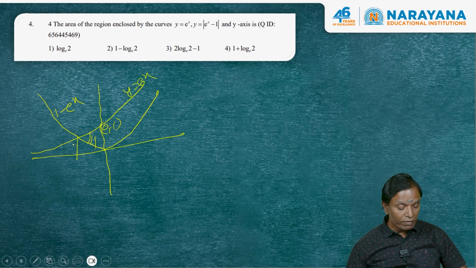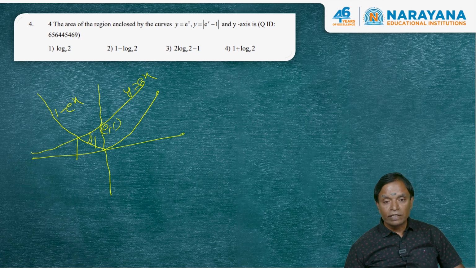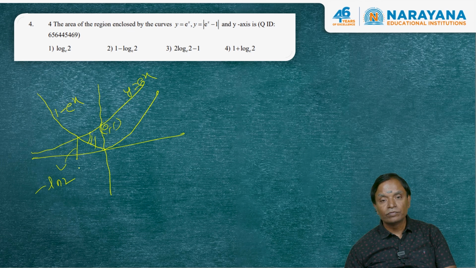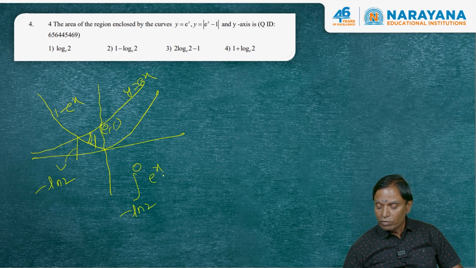So here this point of intersection, you can solve it, which gives you 2 e power x is equal to 1, means e power x is 1 by 2, x is minus ln 2. Now you can look at the area. This region will be nothing but the integral from minus ln 2 to 0, the curve above minus the curve below.